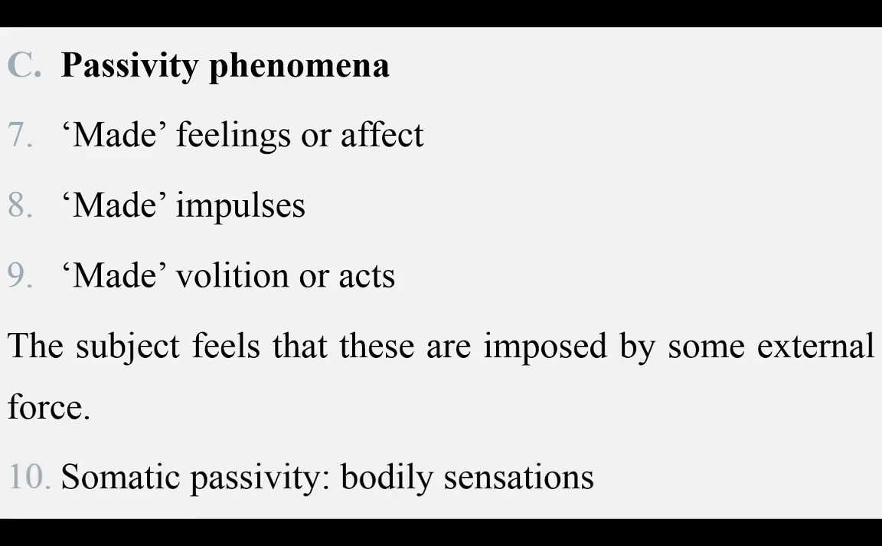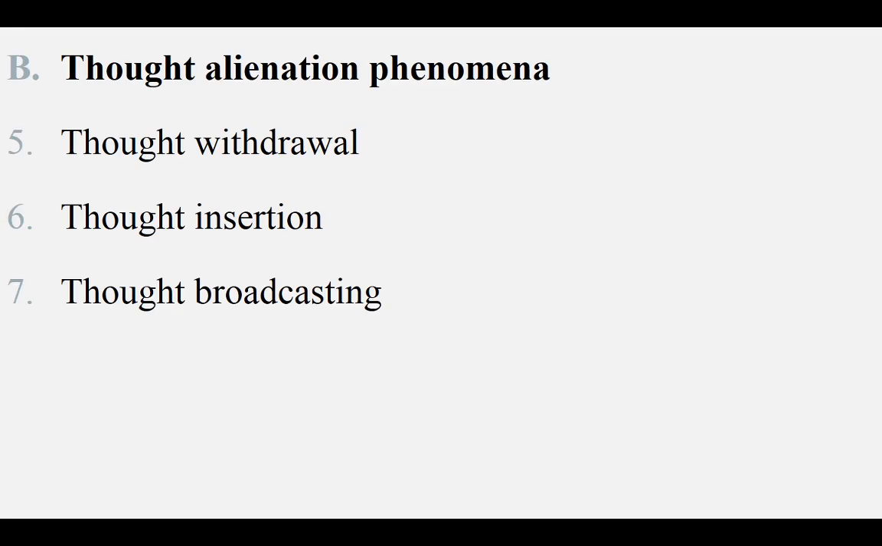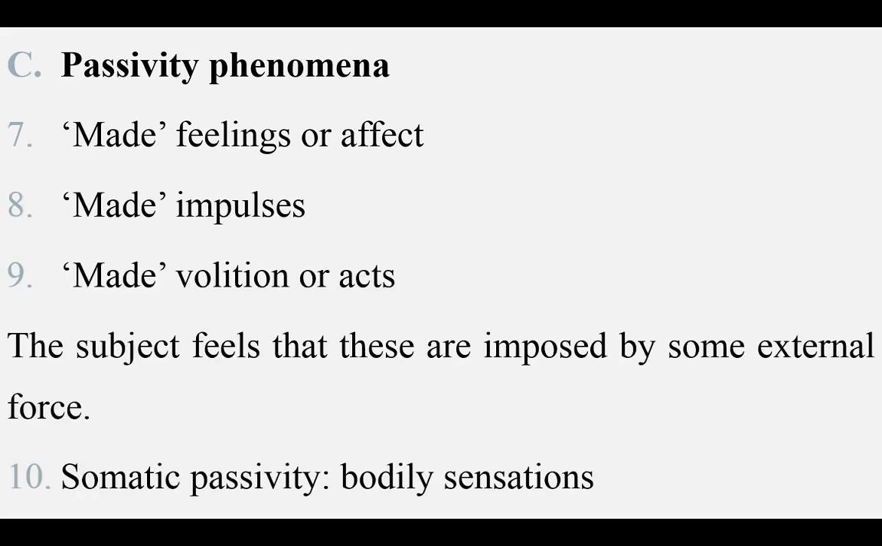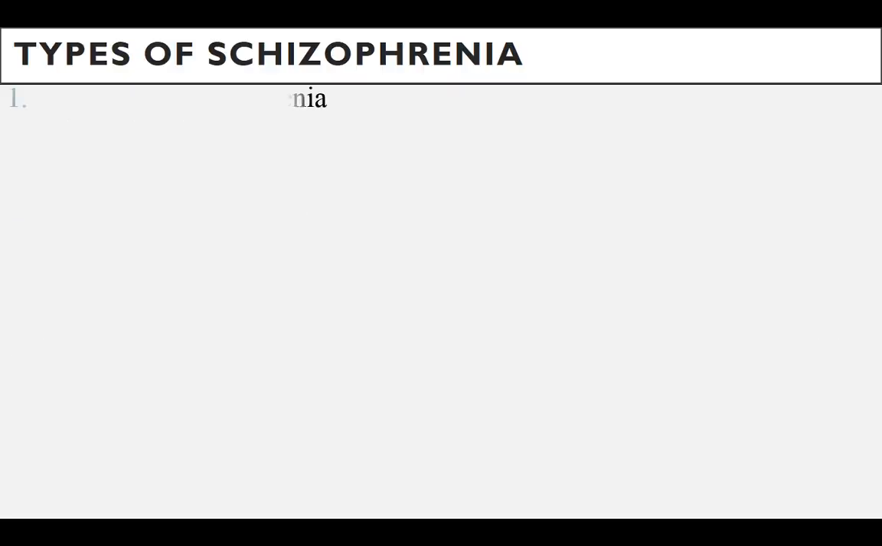Again, let's try to understand. We have Eugen Bleuler with the four A's, and we have the positive symptoms and the negative symptoms. Then Kurt Schneider gives the first-rank symptoms. Basically, he says in hallucination, they have audible thoughts, hear voices speaking to them, or someone commenting on them. Then they have a lot of thought control: thought withdrawal, thought insertion, thought broadcasting. They have made feelings, that means all actions, whatever they feel, whatever they do, is being imposed by an external force. Then they have somatic passivity, which are bodily sensations.